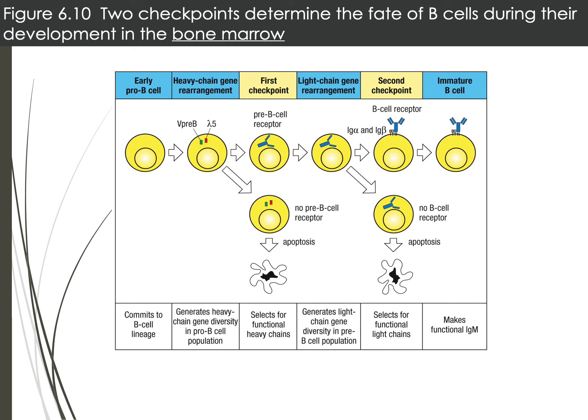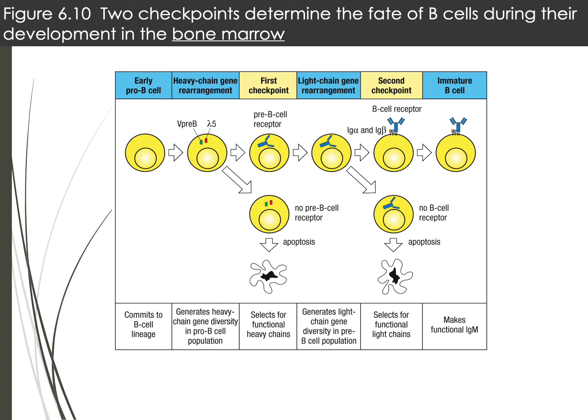So in the bone marrow, there are 2 checkpoints to determine if the B cell can continue with development. Again, the first one is during that pre-B cell receptor stage, and that's where we're checking that heavy chain to make sure the heavy chain is functional. If that heavy chain cannot make a pre-B cell receptor, it's going to go into apoptosis.